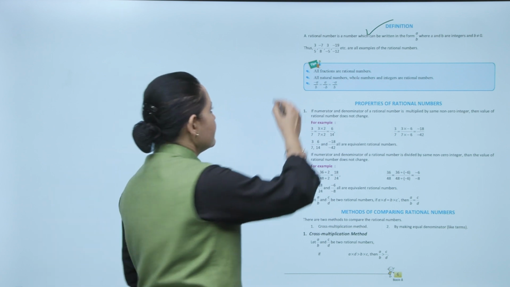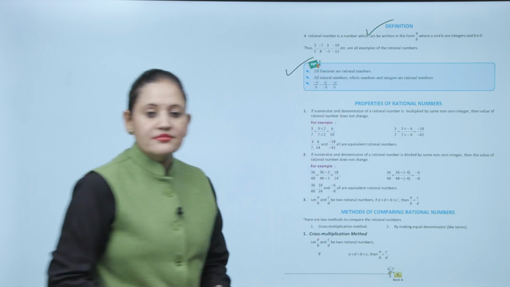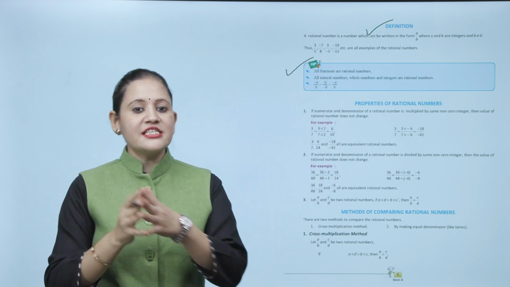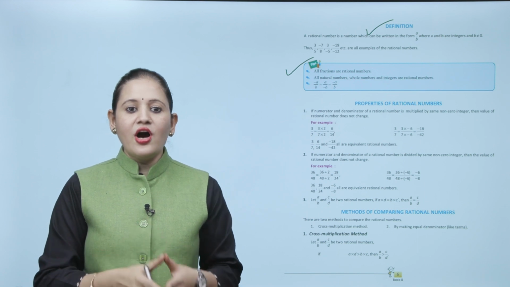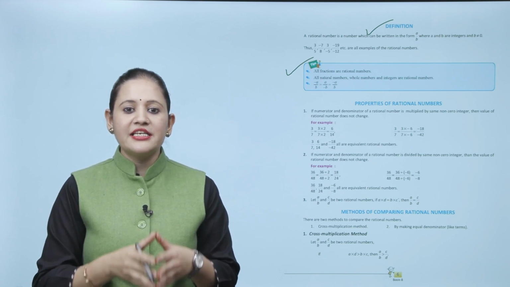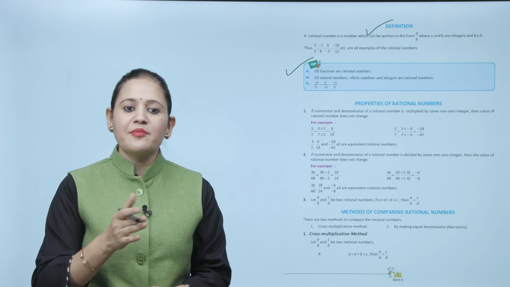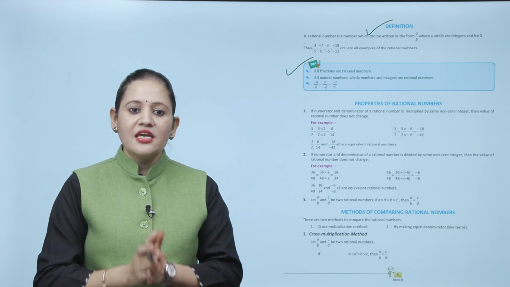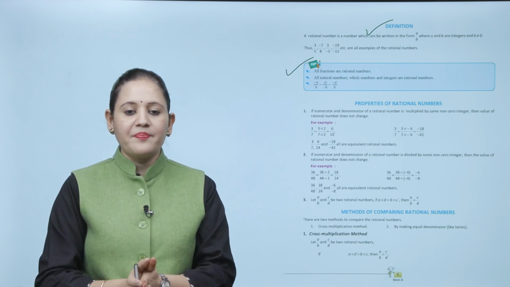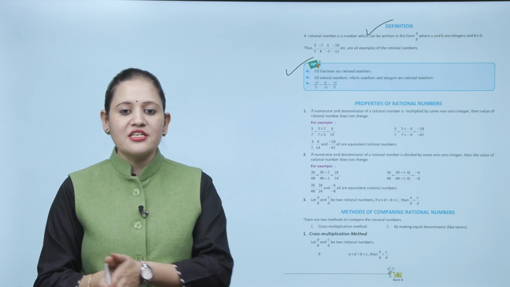Tips. All fractions are rational numbers. All natural numbers, whole numbers and integers are rational numbers. Minus a upon b, a upon minus b equals minus a upon b. Next, properties of rational numbers.